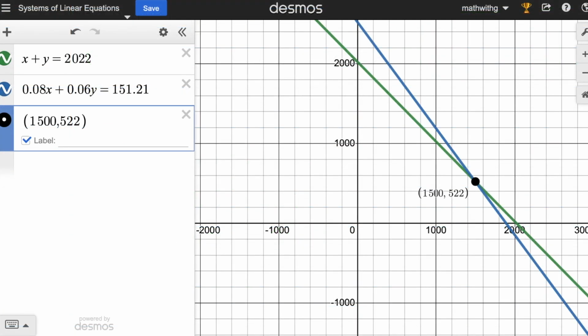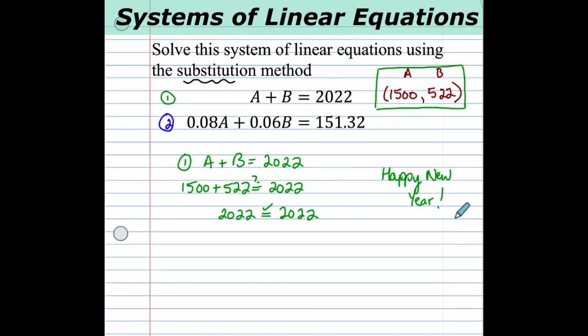And if you use Desmos, you can't use A and B. Here, X is the A, Y is the B, and when these two equations are graphed, we get a solution of 1500, 522. Onward we go to 2023. Good job.